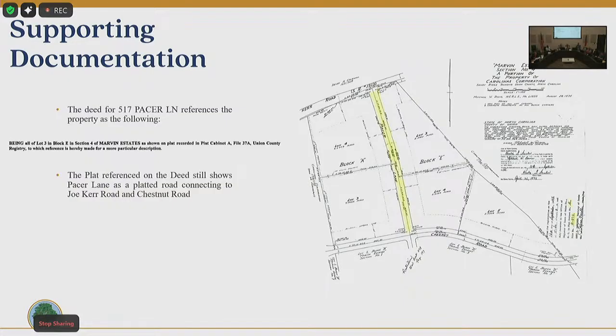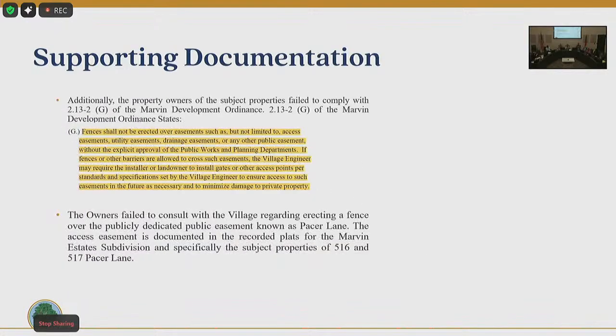Okay. Do you maintain that Pacer Lane is a public right-of-way or easement? I do, based off the information in the recorded plats that were just referenced. Is your interpretation that MDO 213-2 even requires that the easement be public? Does it even require that the easements be public to enforce? It references any other public easement, but it also references access easements, which are for access for surrounding properties or private individuals that have the right to access the easement.